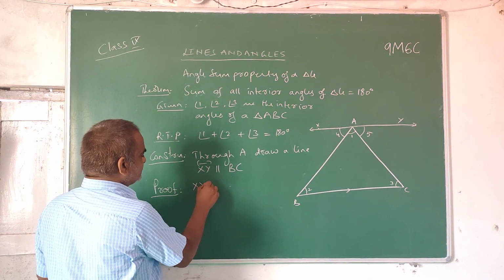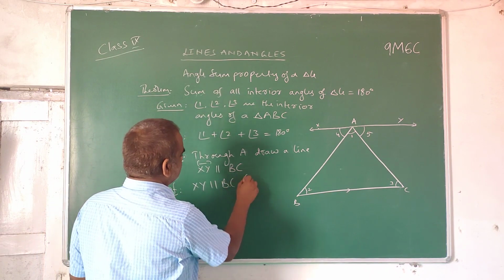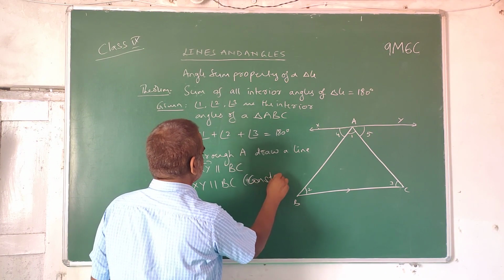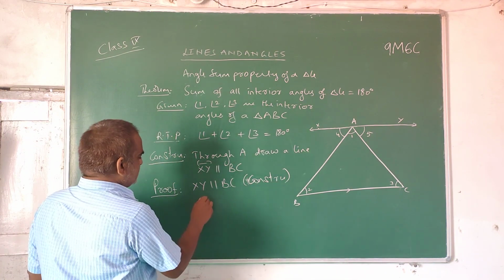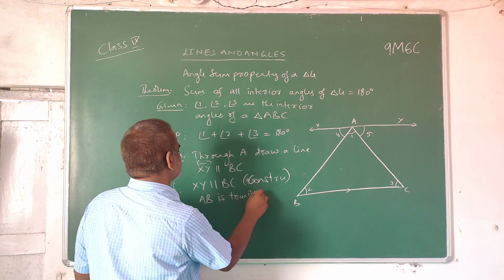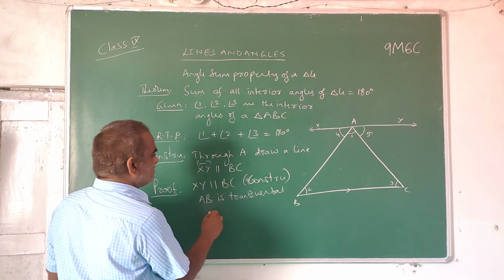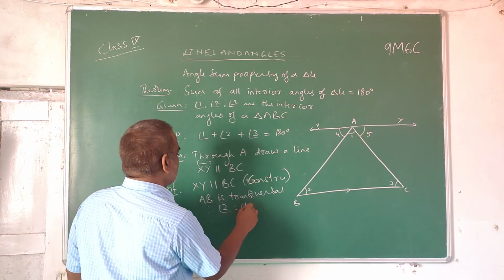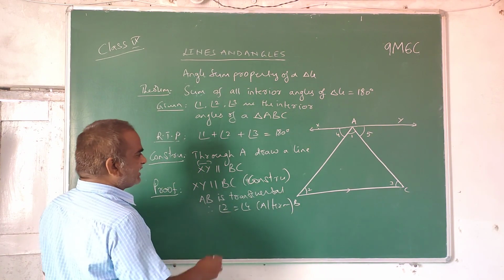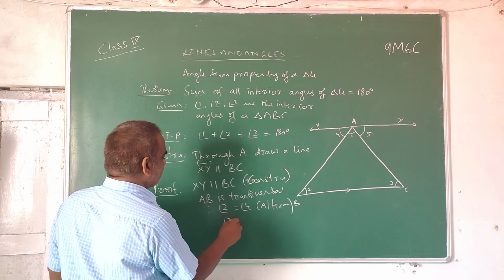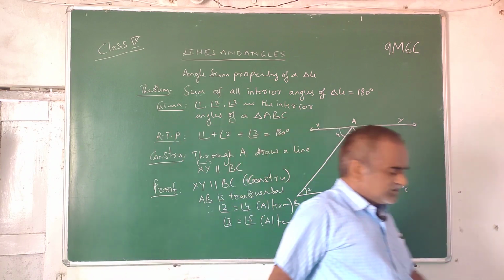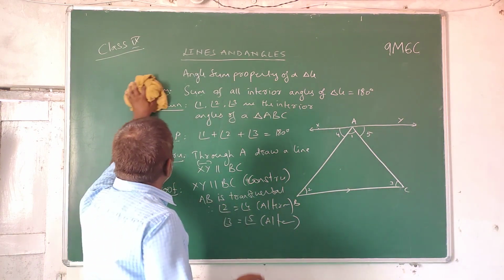So XY is parallel to BC. It is not given, it is construction. And AB is transversal. Therefore, angle 2 is equal to angle 4, alternate interior angles. Similarly, angle 3 is equal to angle 5 with the same reason, alternate interior angles. Okay?